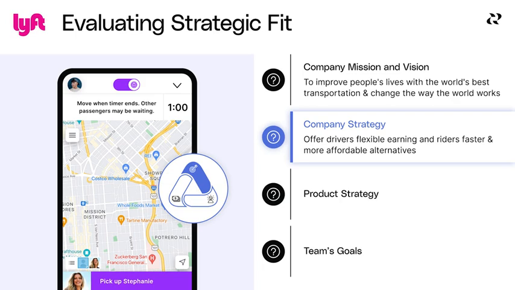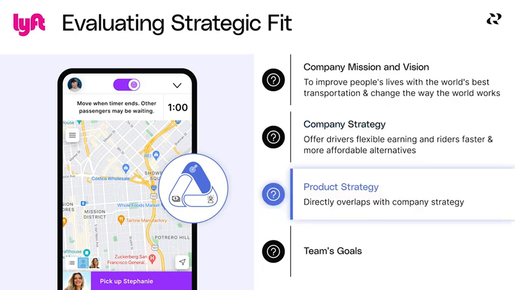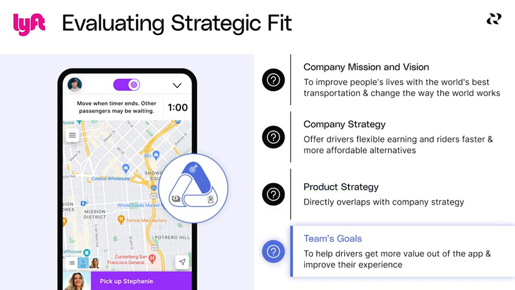To directly support that mission and vision in the near term, the company's strategy focuses on providing drivers with flexible earning opportunities and offering riders faster and more affordable alternatives to personal vehicle use while saving them time and money. Lyft is a product-led company, so the product strategy directly overlaps with the company strategy. The most relevant piece for this particular opportunity is the driver strategy, to empower drivers with flexible earning opportunities that work for them. And finally, the driver experience team's goal was to help drivers get more value out of the Lyft app and improve their experience using it.